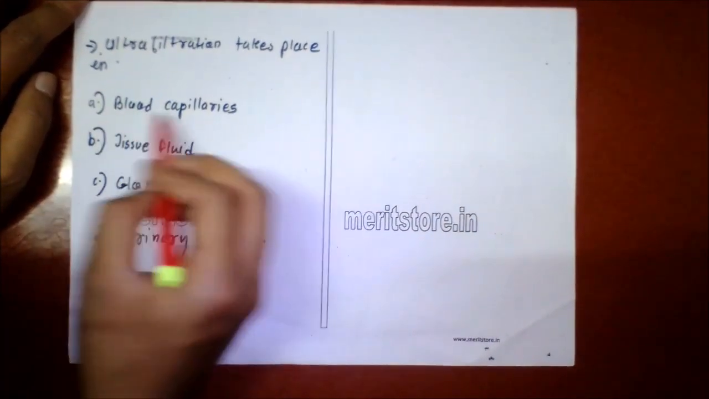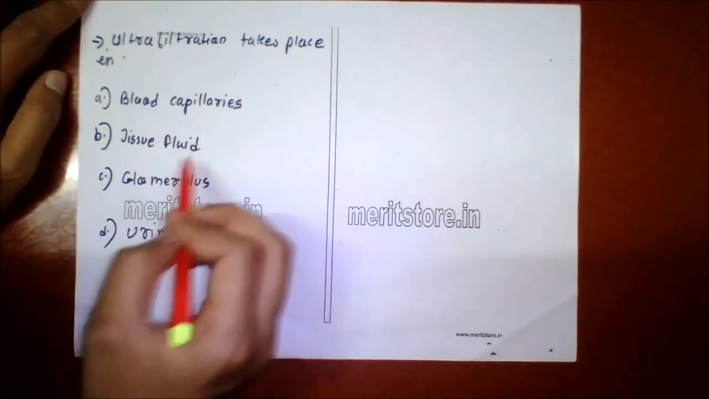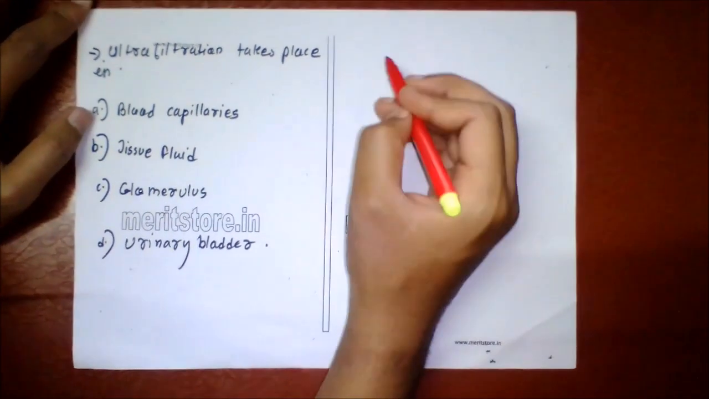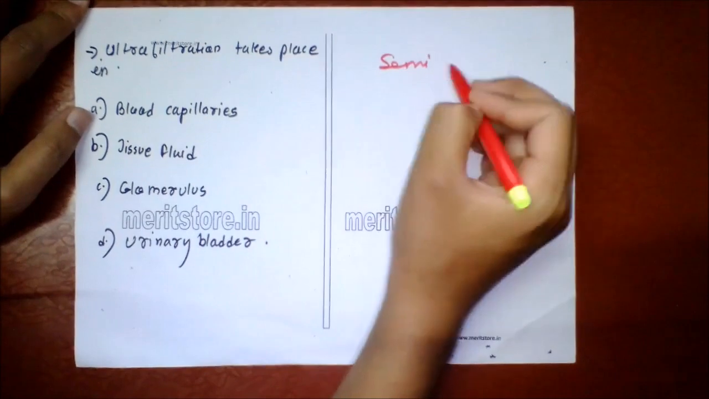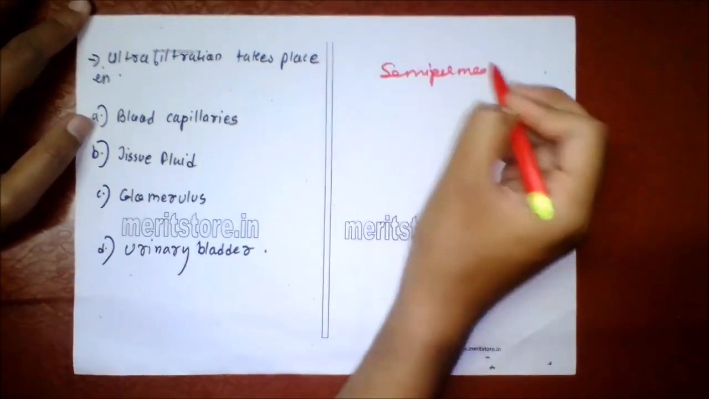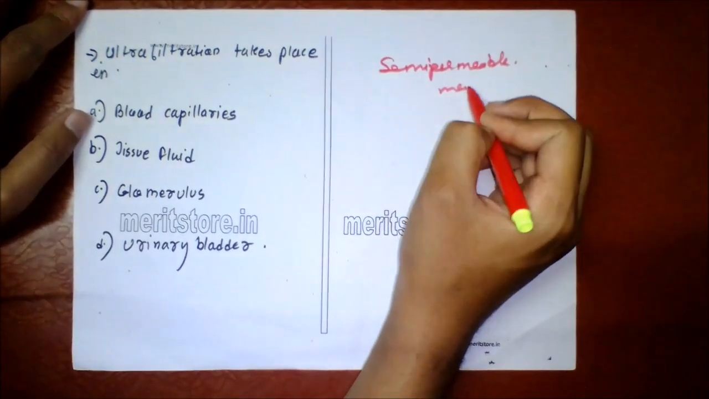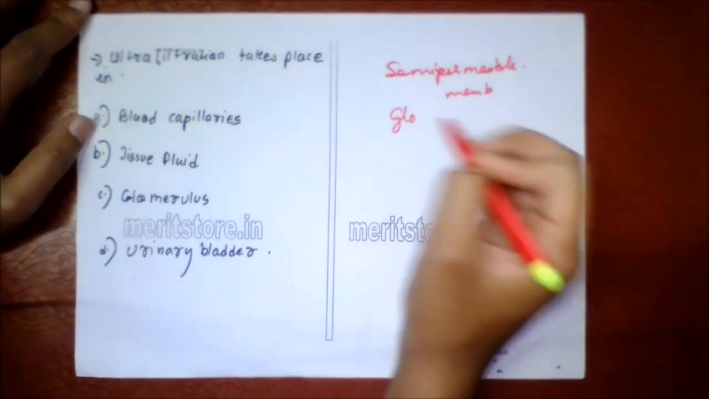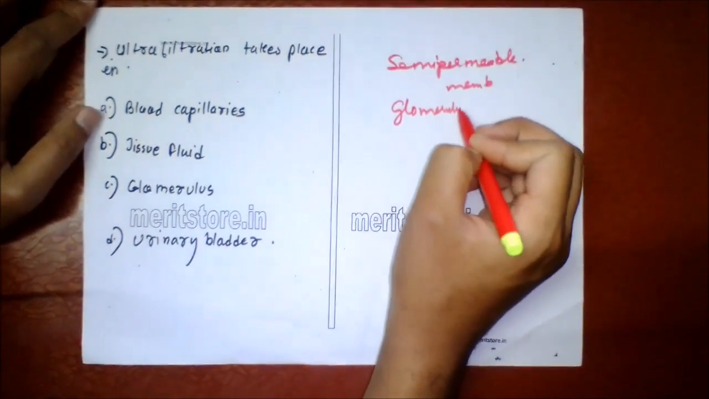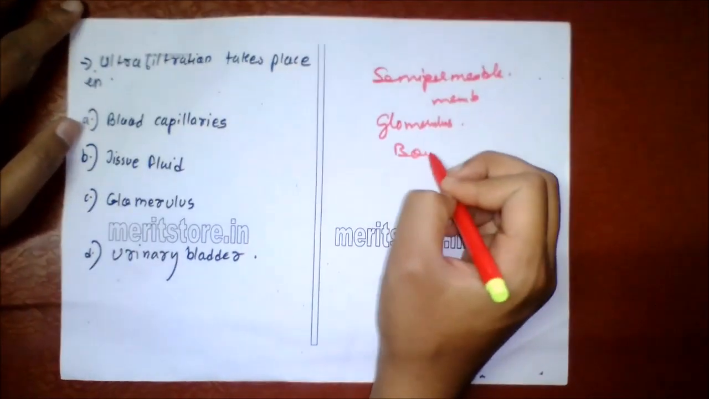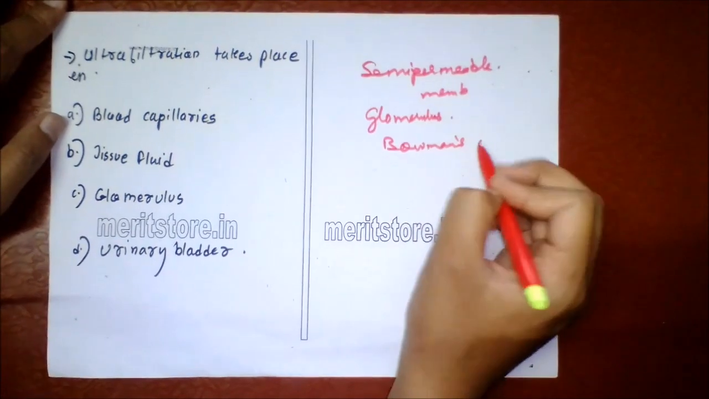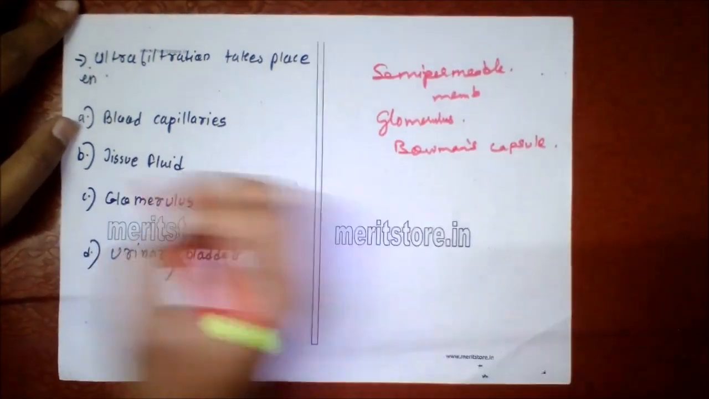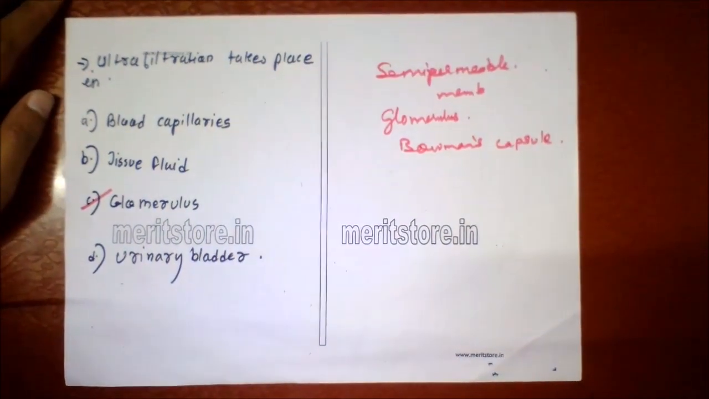Ultrafiltration takes place in: A. blood capillary, B. tissue fluid, C. glomerulus, D. urinary bladder. So ultrafiltration takes place through the semi-permeable membrane, or semi-permeable walls of glomerulus and Bowman's capsule. So option C is the correct answer.